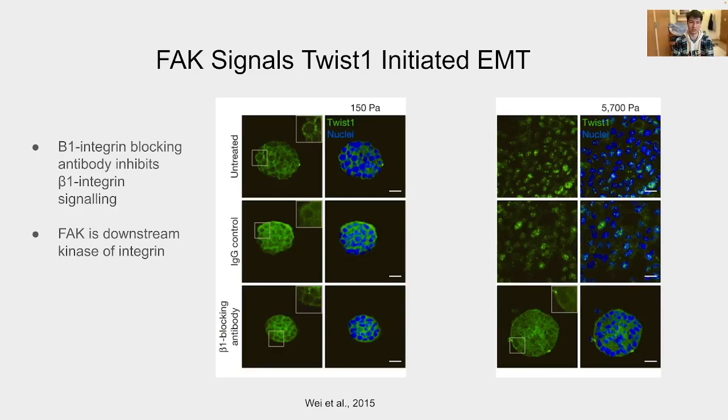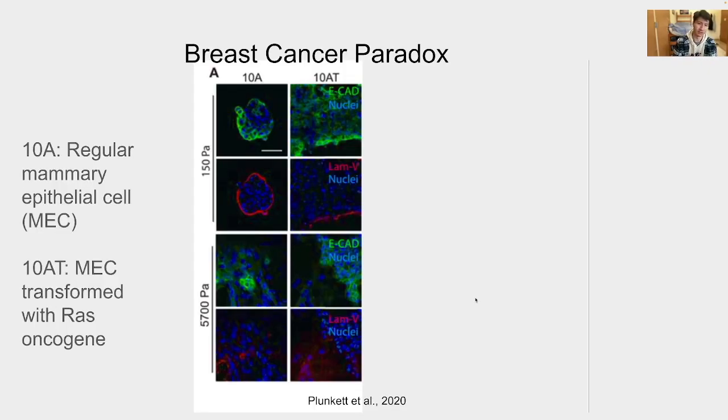integrin signaling using FAK, the focal adhesion kinase, would activate TWIST1 and cause it to translocate into the nucleus, driving EMT in a stiff matrix. I really don't have enough time to talk about it, but they did prove FAK is involved. However, as I just said, it's not so simple. This is only in a stiff matrix.